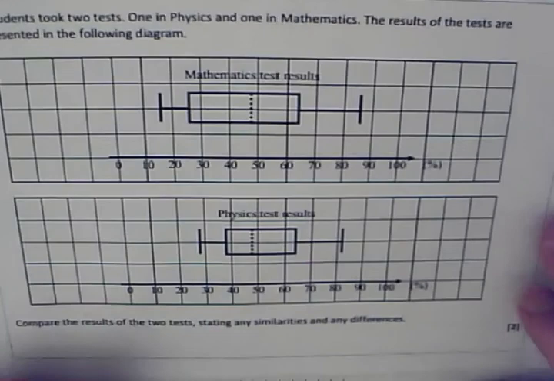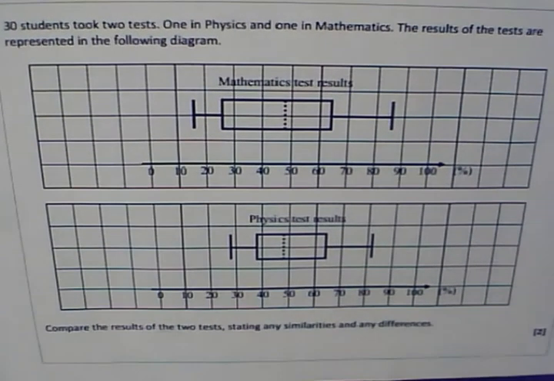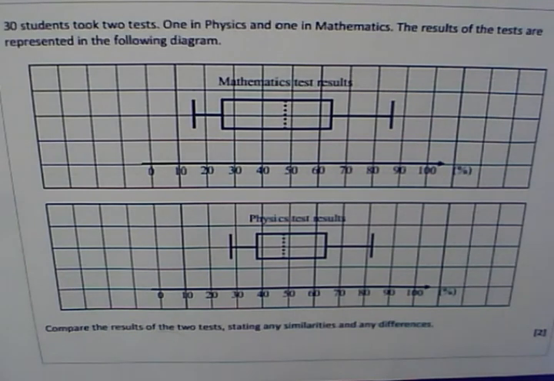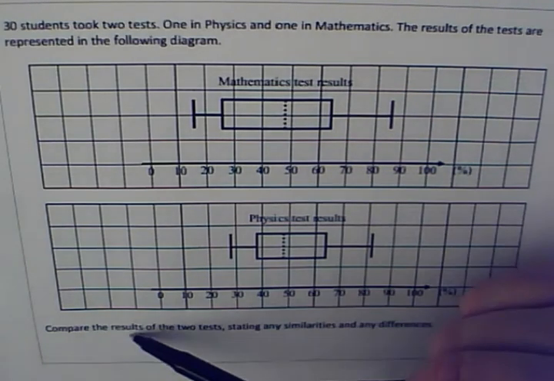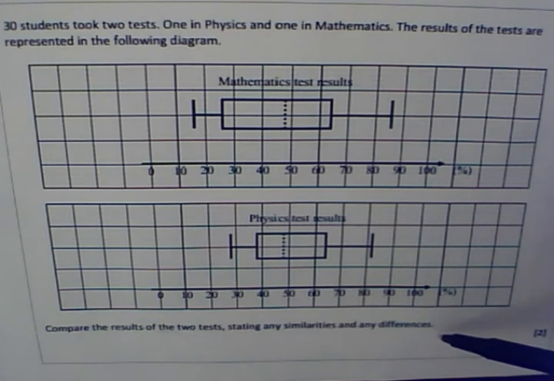Last question of your test. So 30 students took 2 tests, one in physics and one in mathematics. The results of the tests are represented in the following diagram. All you have to do here is compare the results of the 2 tests, stating any similarities and any differences.